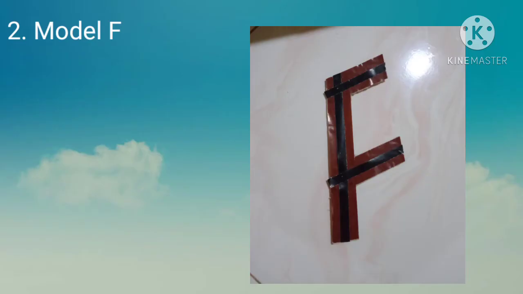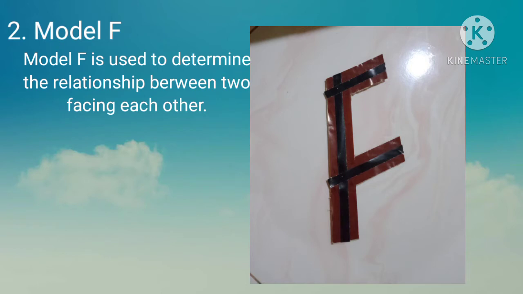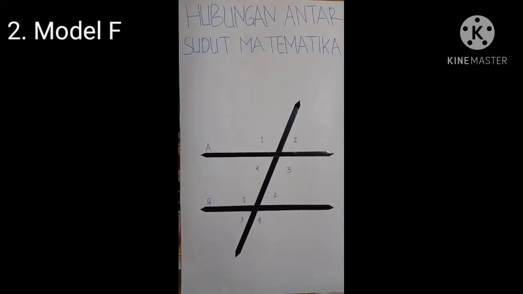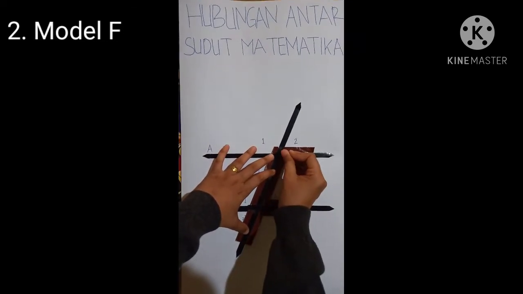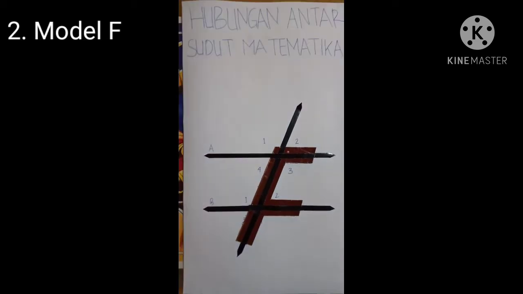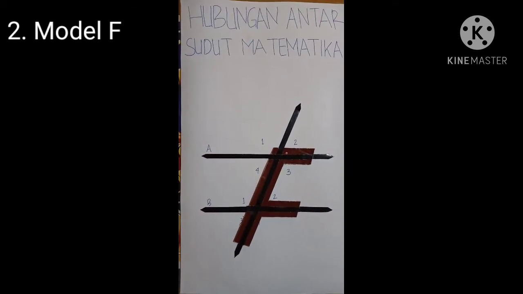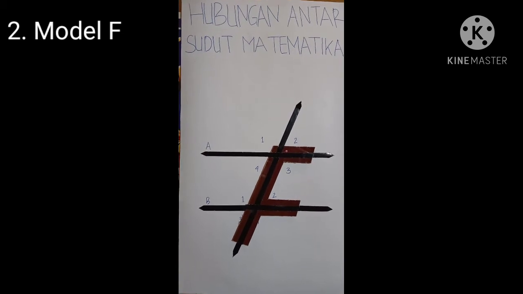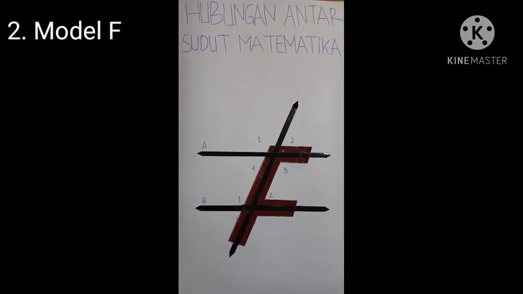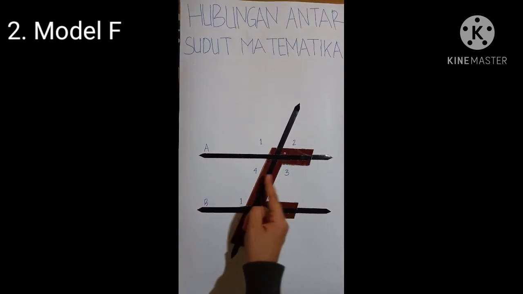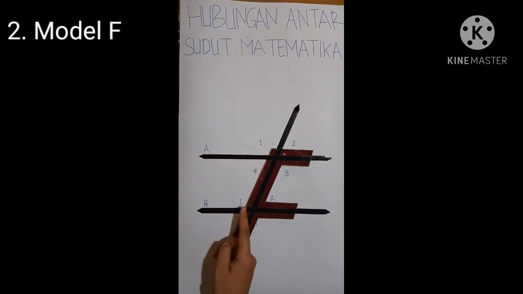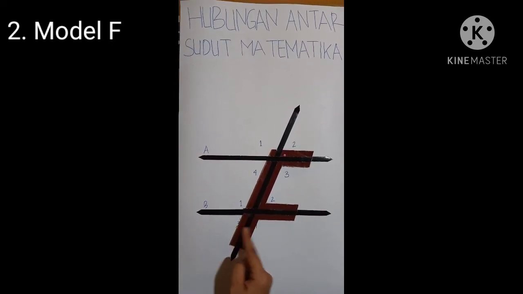Second, Model F. Model F is used to determine the relationship between two angles facing each other. First, take the F model and attach it to the Huban-Suka board using a pin. Place the model so that the line on the model and the Huban-Suka board overlap. Pay attention to the names of the angles on the model: angles A1, A2, A3, A4, angles B1, B2, B3, and B4.